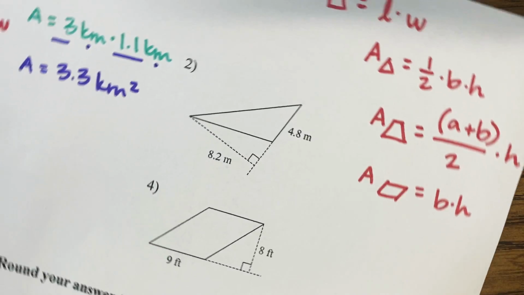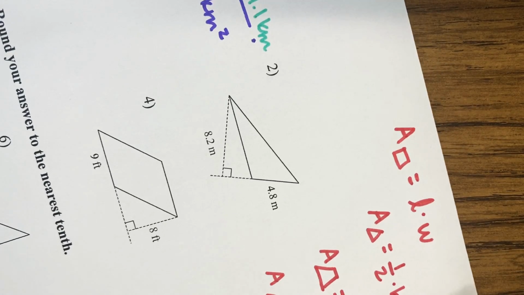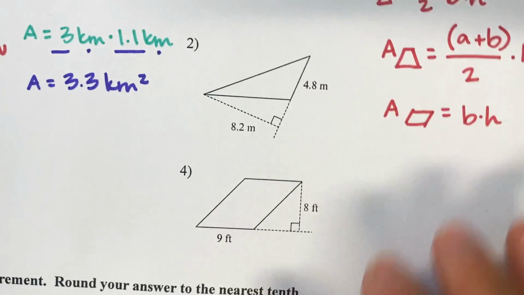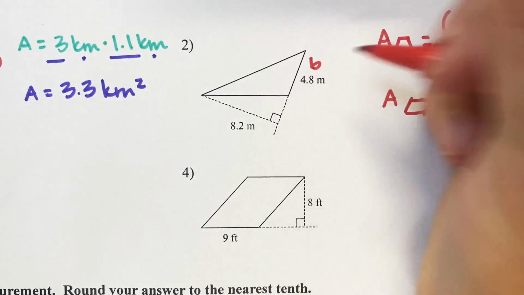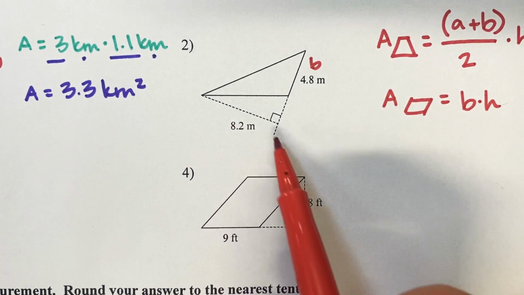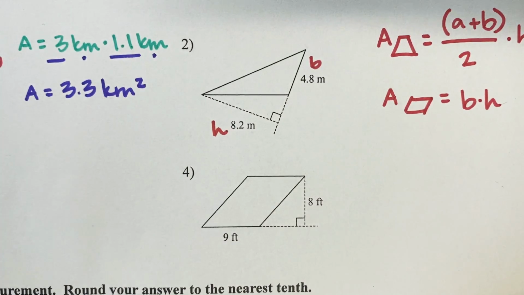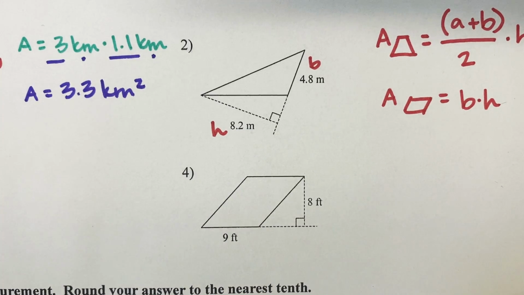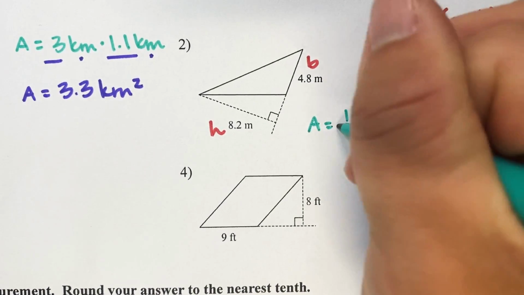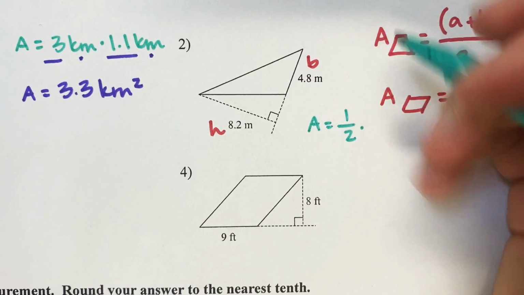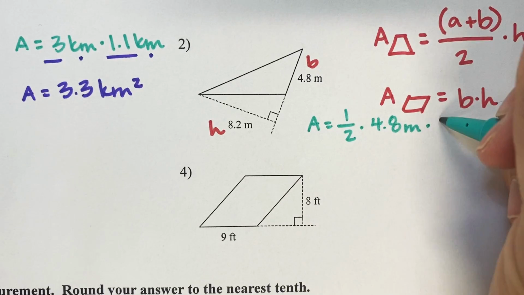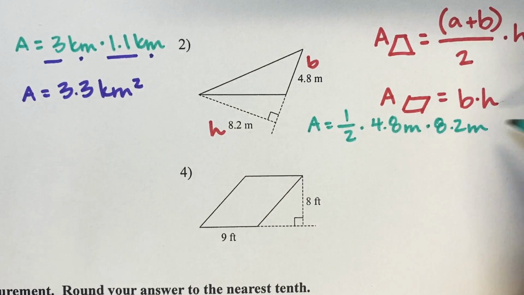Well, our base, think of it like the bottom. If I make this triangle stand, that would be its bottom or its base. So I'm going to go ahead and label 4.8 as its base. And then how tall it is, how high, that's going to be our height, 8.2. So we know the area of this is 1/2 times our base, 4.8 meters, times our height, 8.2 meters.